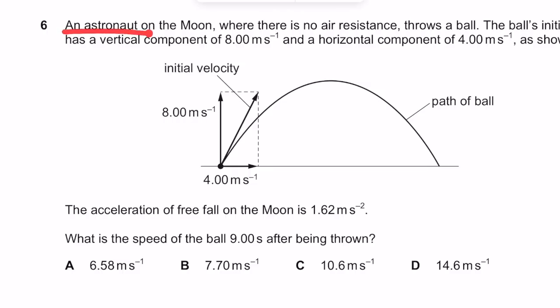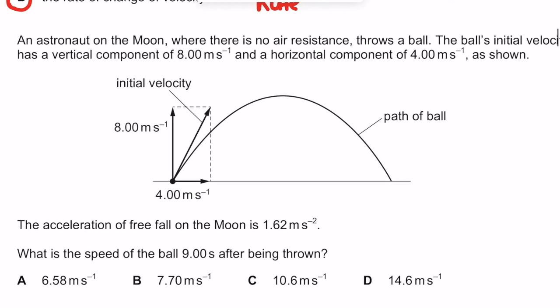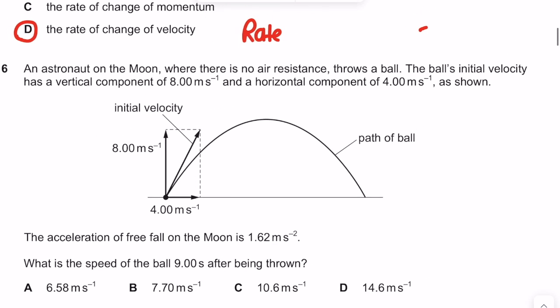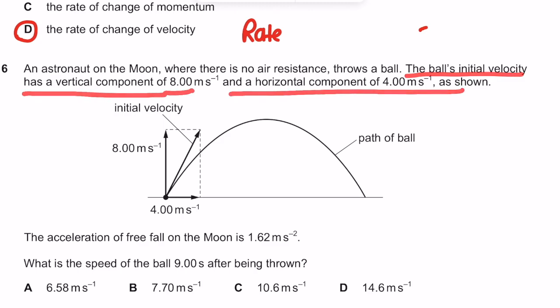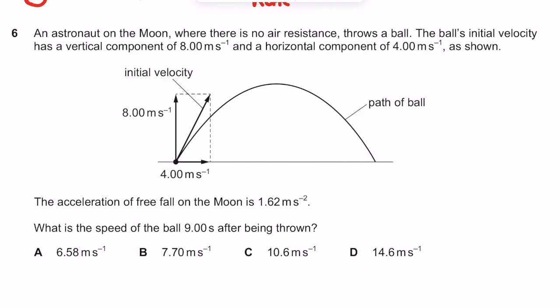An astronaut on the moon, where there is no air resistance, throws a ball. The ball's initial velocity has a vertical component of 8 and horizontal component of 4. The acceleration of free fall on the moon is 1.62, not 9.81. This is not the Earth. What is the speed of the ball 9 seconds after being thrown?